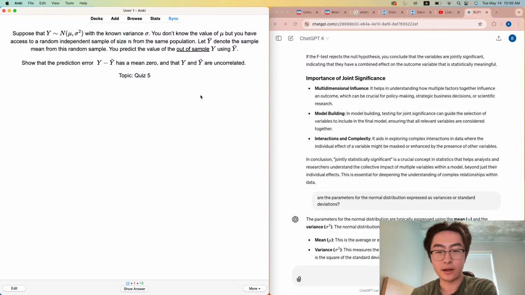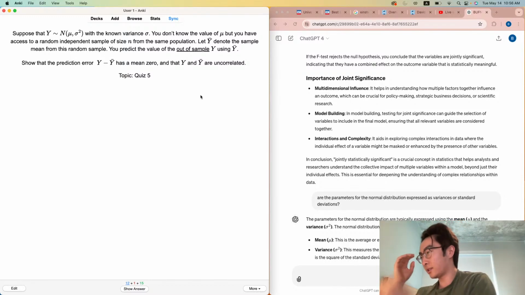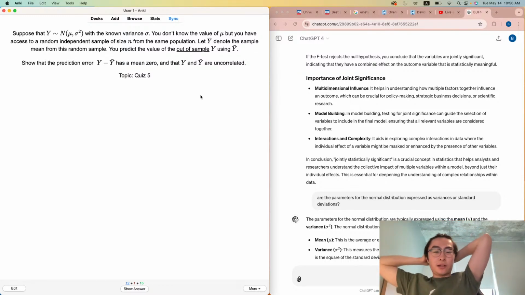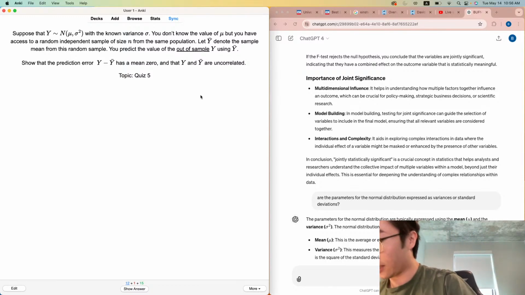I have a feeling that I might get stuck a lot tomorrow. So I'm going to need to figure out what's the best plan of attack in order to not get stuck.